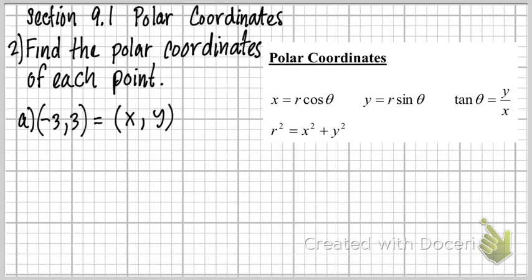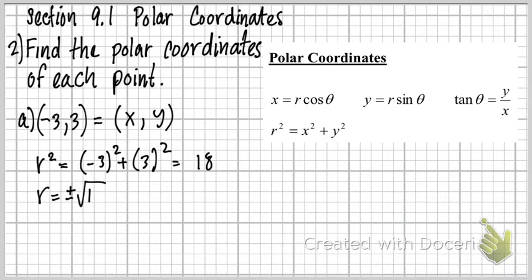+3. So if we look at the first part here, to find R is going to be simple enough. So I got R squared, and that equals -3 squared plus 3 squared. And that's going to equal, so 9 plus 9 is 18. So then R equals plus or minus the square root of 18, which is really plus or minus 3 square root 2, if I simplified it.